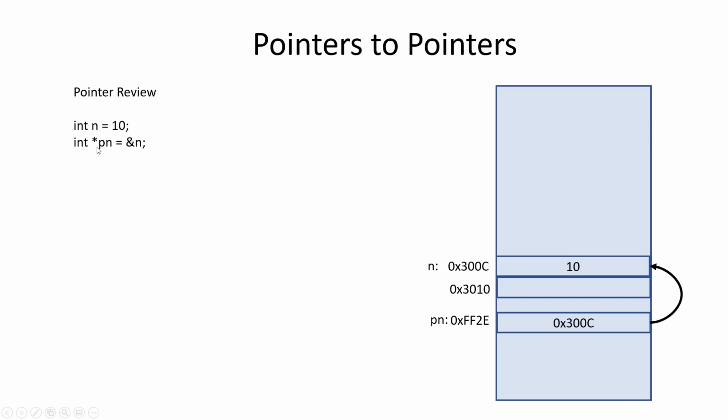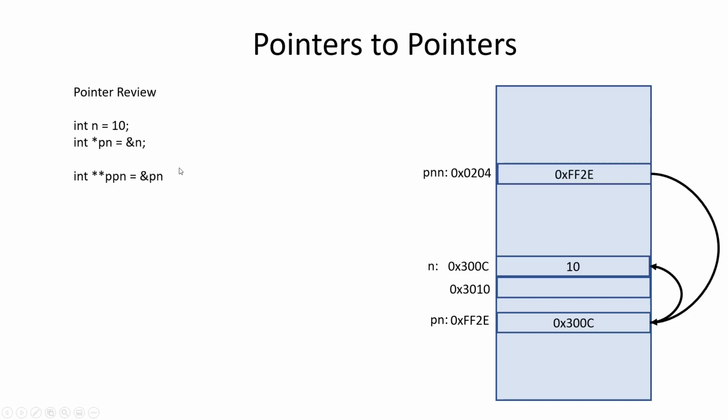Then I can create a pointer to an int. So star pn, and I need to give that an address, the address of n, and that's going to be somewhere else in memory. I just stuck it down here near the end at ff2e. I've got the address 300C of n stored in this pointer. Again, pointers on a 32-bit machine require 32 bits, so the next address beyond this one would be FF32. Quick review for you guys.